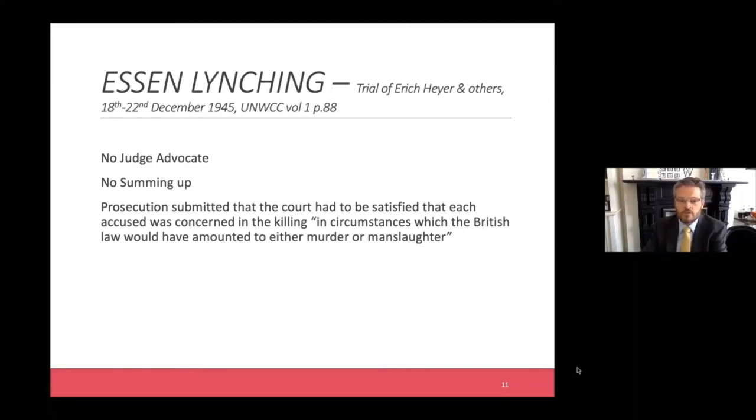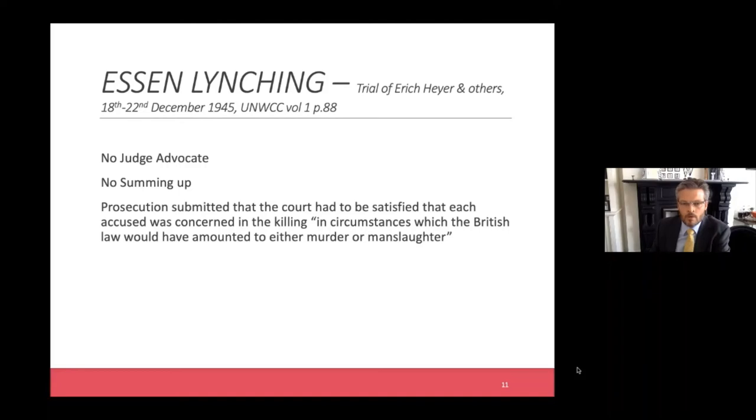According to paragraph 208 of Tadić, the prosecution submitted that the court had to be satisfied that each accused was concerned in the killing in circumstances which, under British law, would have amounted to either murder or manslaughter. From this scant information, it can be properly inferred, as the ICTY Appeals Chamber inferred, that the court was sure that each of the guilty accused participated in the killing in one form or other.